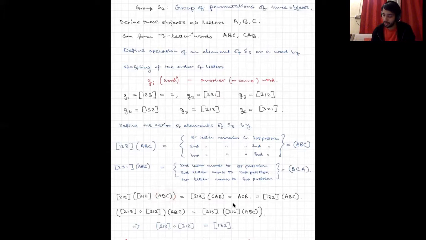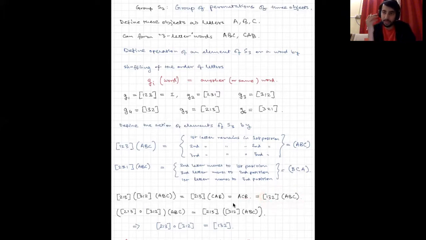So what is something into ABC? So ACB is something into ABC, and that has to be 1, 1, 3, 2. You see that you have not interchanged 1, but you have interchanged 2 and 3. So that is going to be that.